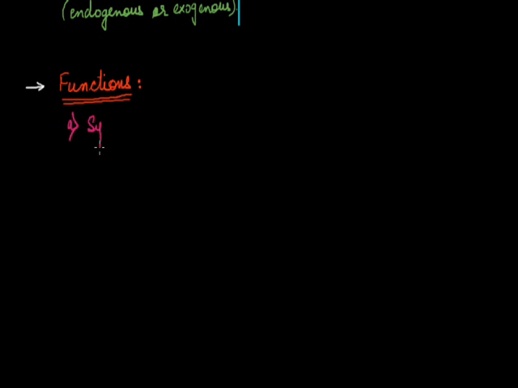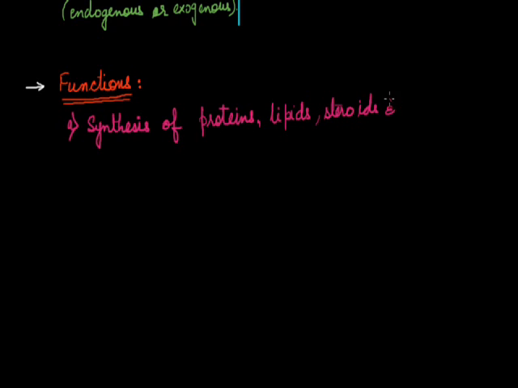So its primary function is synthesis of a variety of biomolecules like proteins, which is done by rough endoplasmic reticulum. Besides proteins, it also helps in synthesis of lipids, steroids and polysaccharides. Polysaccharides are also commonly known as the carbohydrates. As I told you earlier, the synthesis of lipids, steroids and polysaccharides is carried out by the smooth endoplasmic reticulum.